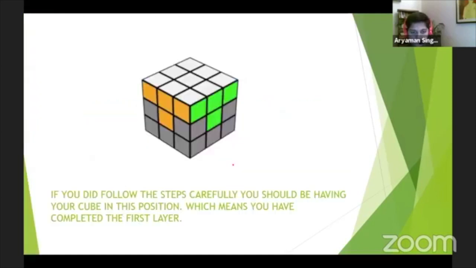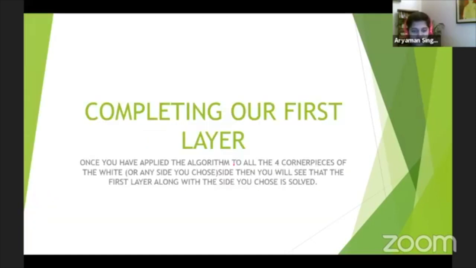After that algorithm is completed, you have to do the algorithm to every single one of the 4 corner pieces of the white side. Don't stop the algorithm unless you have all the 4 corner pieces of the white side in the right place, like this, and the first layer is solved. Until then, don't stop the algorithm.